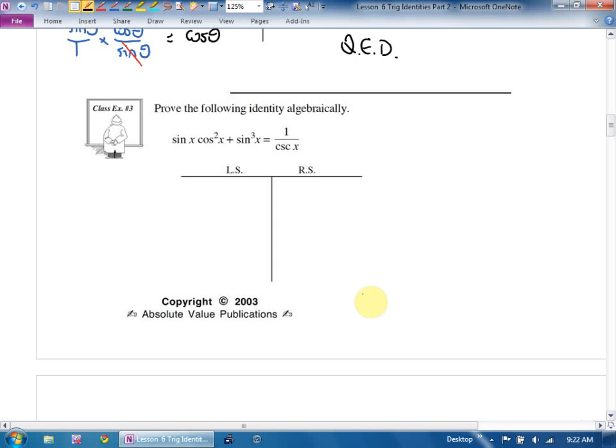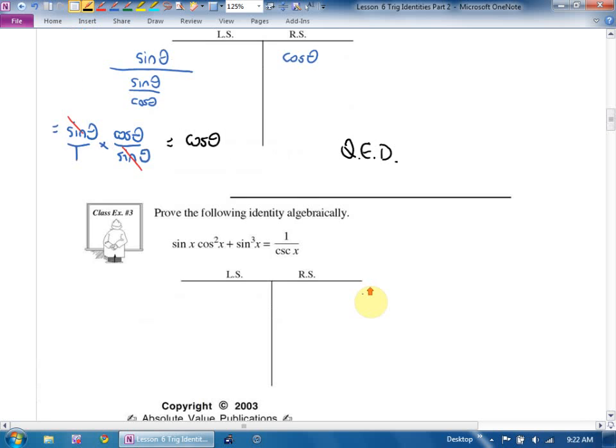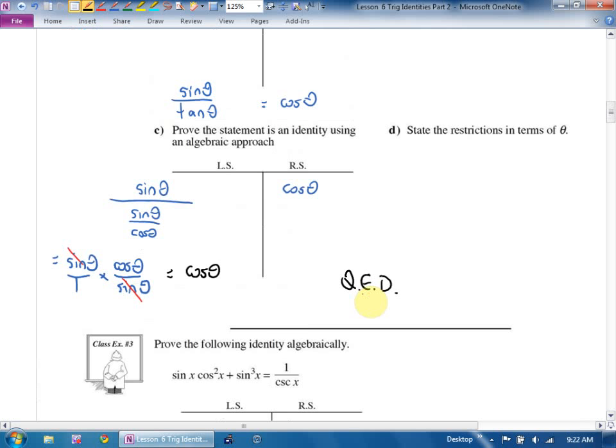Oh, restrictions. Tan theta can't be 0 because I can't divide by 0. And tangent has its built-in restriction as well, because tangent has a denominator that's invisible. What's always in the denominator of tangent? Cos theta can't be 0. Sometimes on the multiple choice, all they'll ask for are the restrictions, because they figure if you can find those, you can break the identity apart. So that's why I'm practicing those.